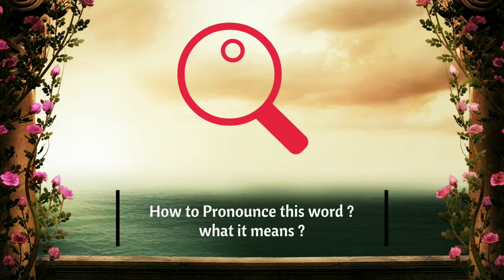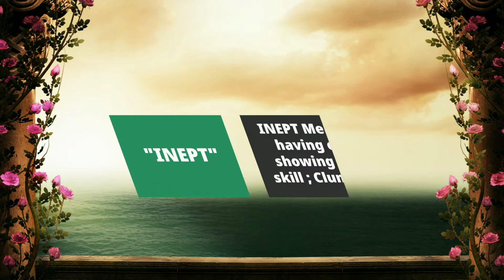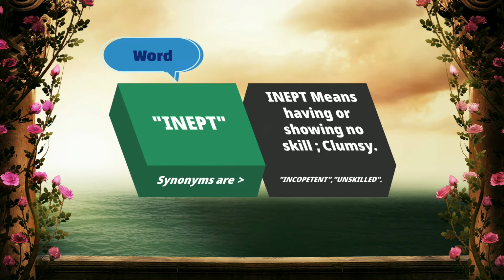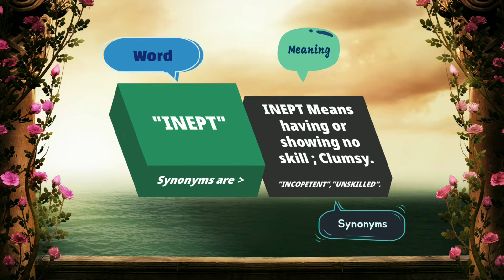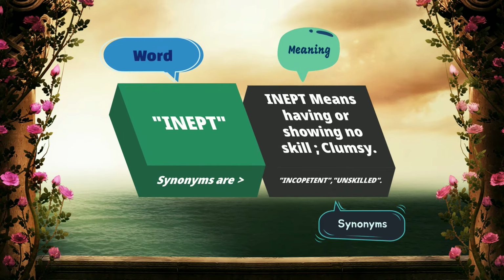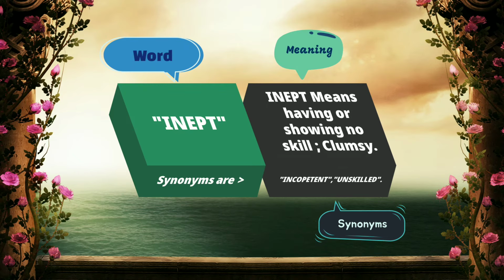Hello everyone, today we're going to look at how to pronounce this word and what it means. The word is inept. Inept. Inept means having or showing no skill, clumsy. Synonyms of inept are incompetent, unskilled.